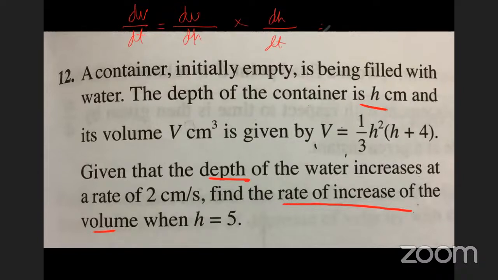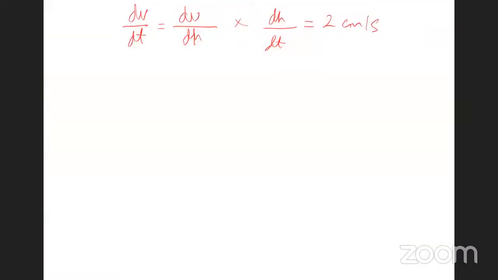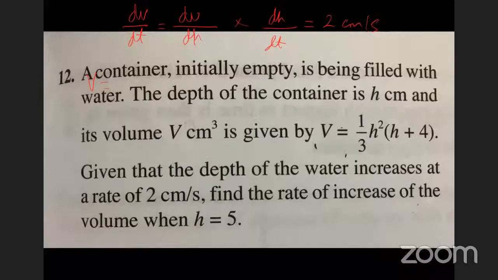Before we do anything, did they give us dh/dt? Yep, right here. The depth of the water increases at a rate of 2 centimeters per second. So they told us that dh/dt is 2 centimeters per second. It's the same pattern over and over. They gave us volume this time. Volume is equal to 1/3 h squared by h plus 4.